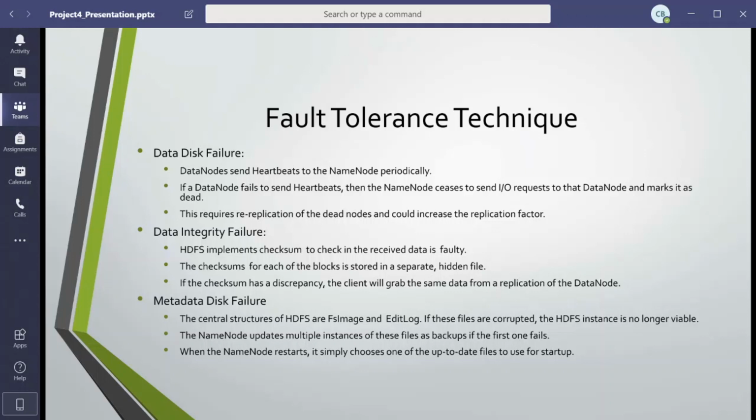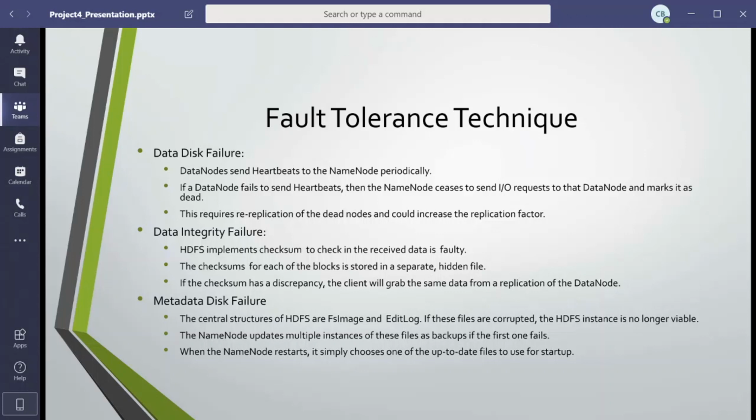It just does not work. So in order to prevent this from happening, the name node updates multiple instances of these files as backups. Note that not only does the name node create multiple instances of these, it keeps them updated in the same way. That way, there are so many different ones that you can choose from. So if one fails, you have plenty more. These are just backups, essentially.